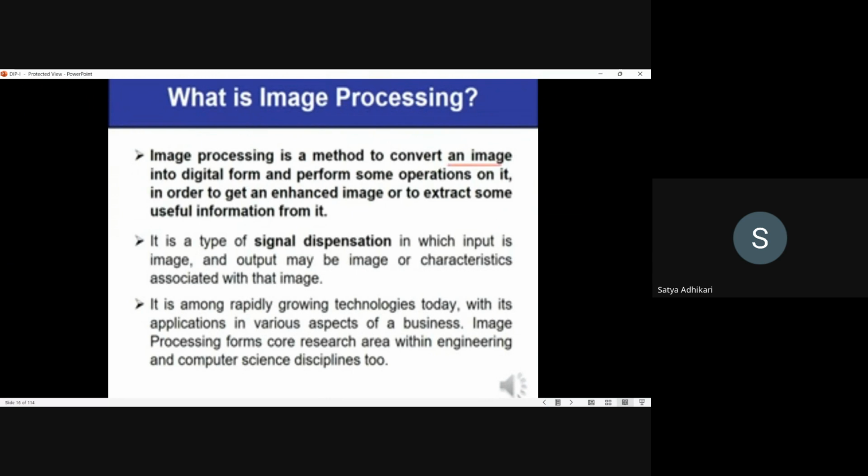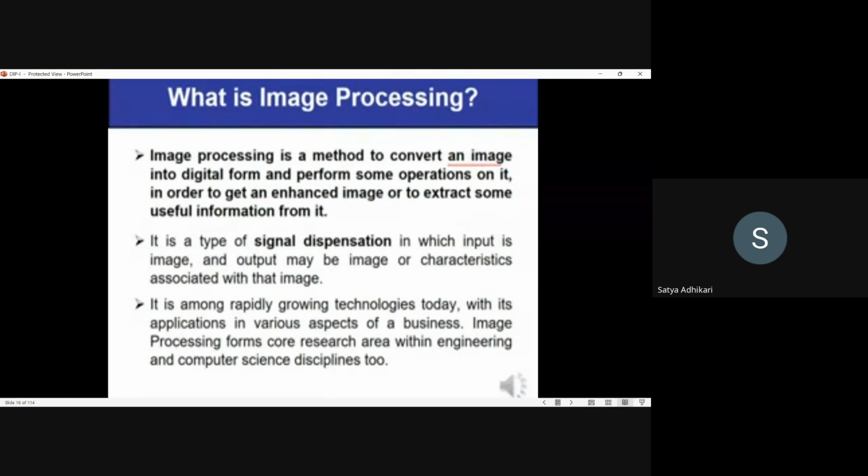It is a type of signal processing in which the input is an image and the output may be an image or characteristics associated with that image. Suppose there is an elephant. Suppose you take a picture of an elephant, but you are interested in only some part, that is, only the ear of the elephant. You can also process that part only, not the entire image. So your output may be an image or characteristics associated with that image.